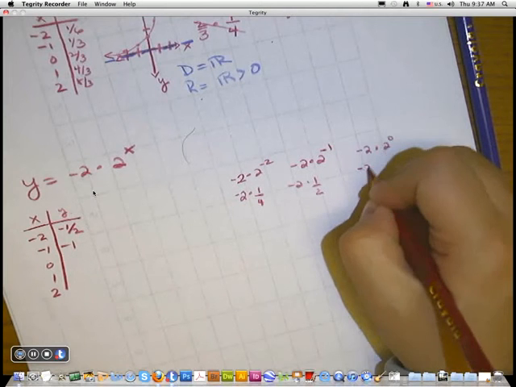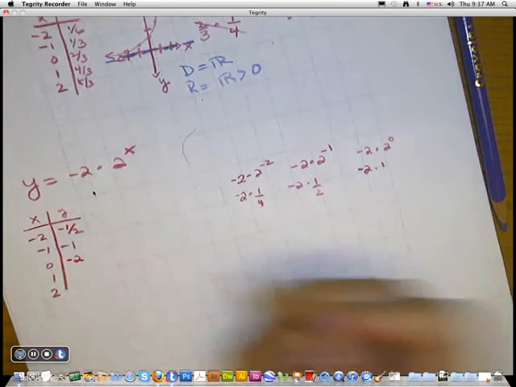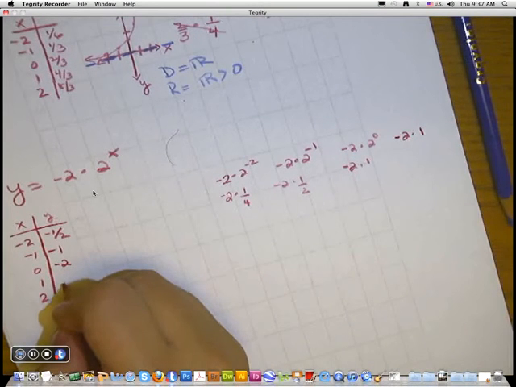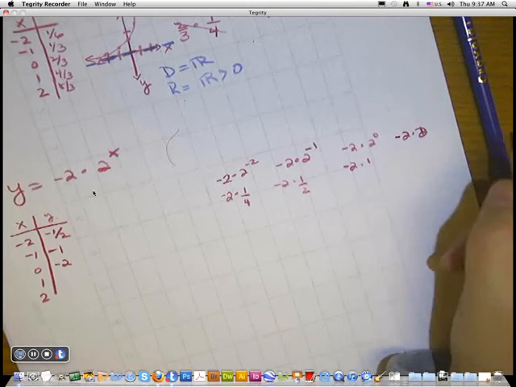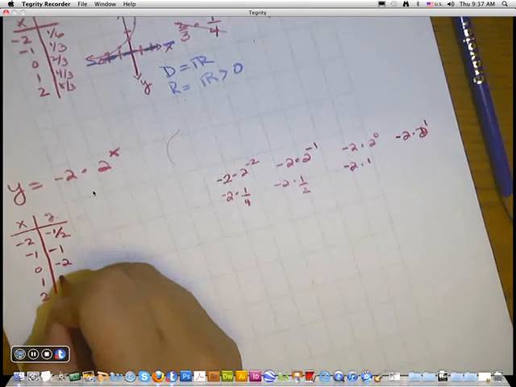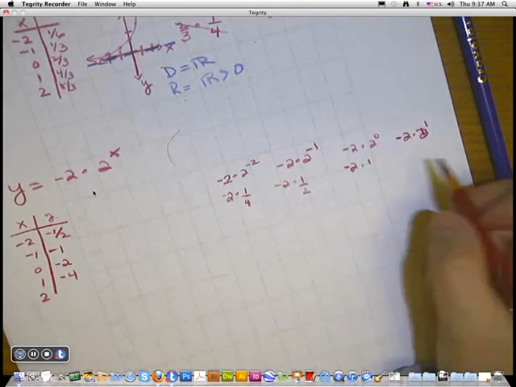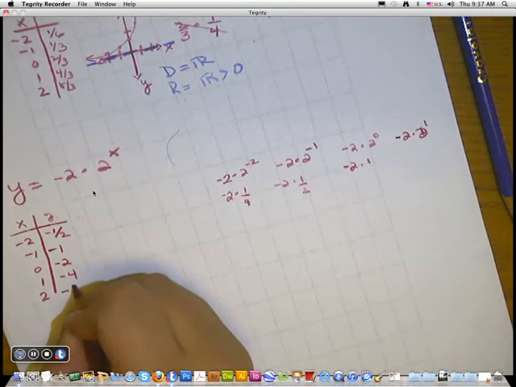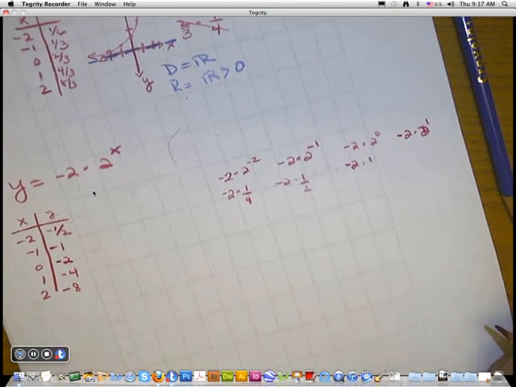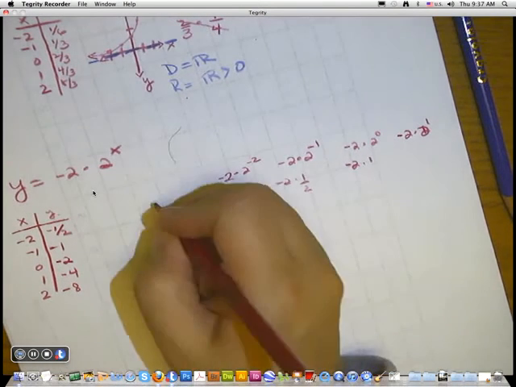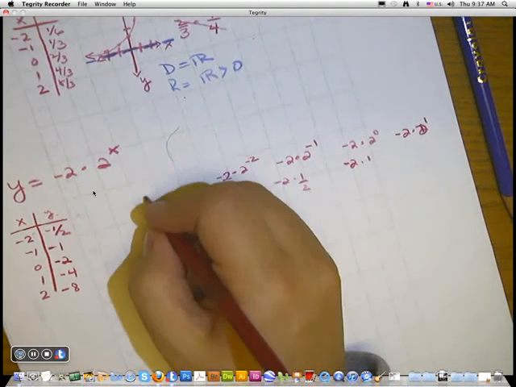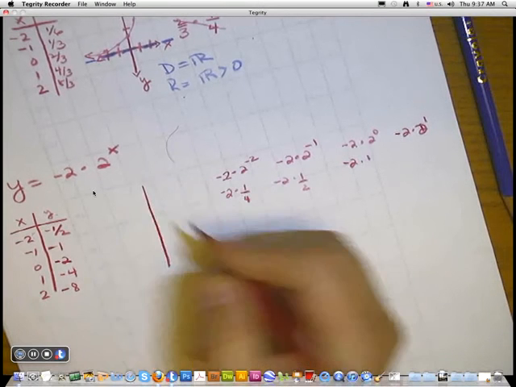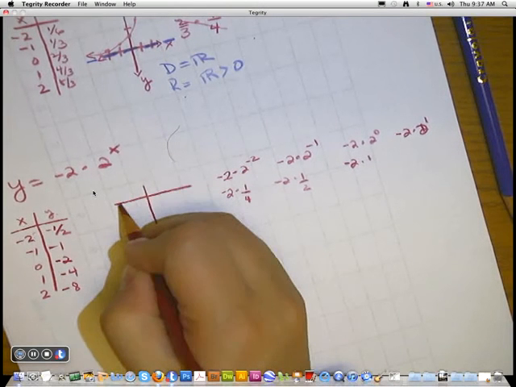-2 times 2 to the 0. So -2 times 1 is -2. -2 times 2 to the 1 gives us -4. And then -2 times 2 to the 2 gives us -8. When I go to graph this, I only need x values from -2 to +2. My y values need to go to -8. So I'm going to make my graph accordingly.